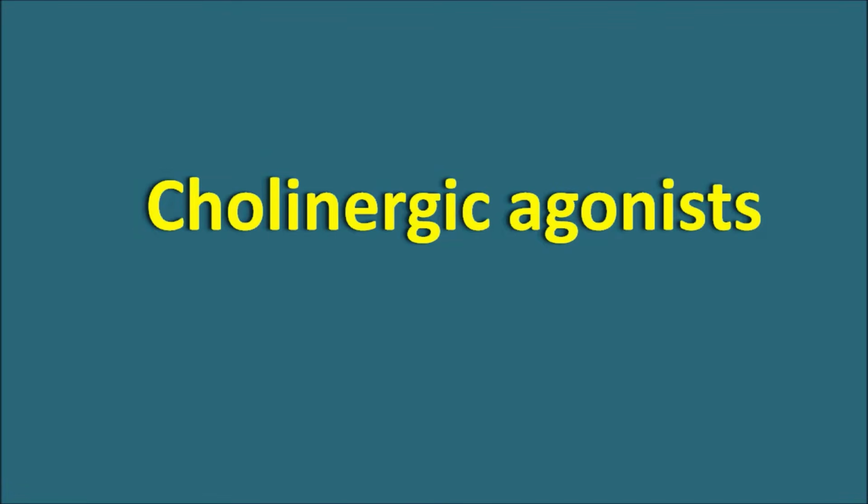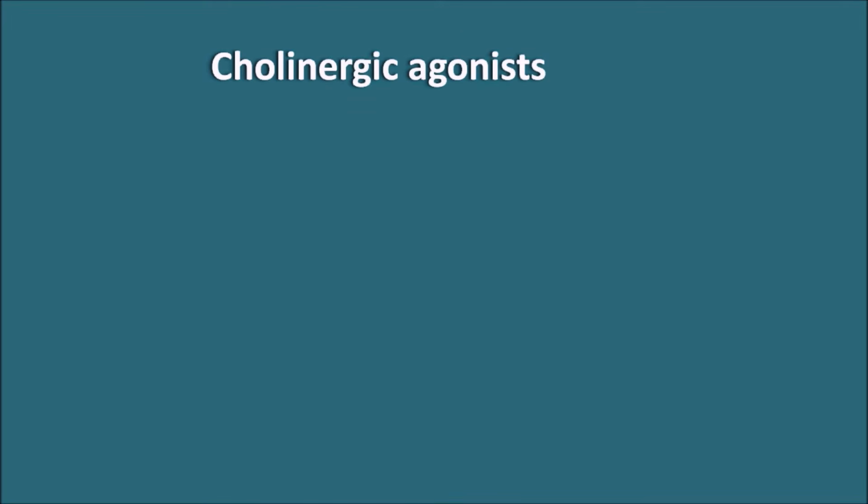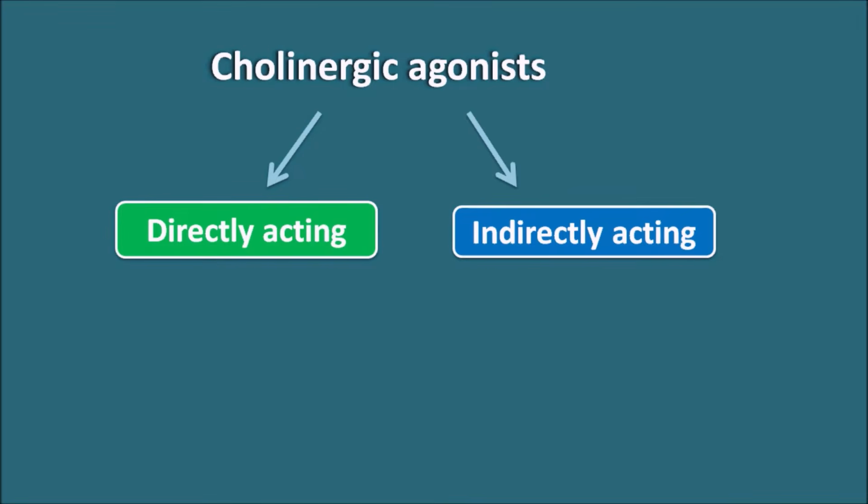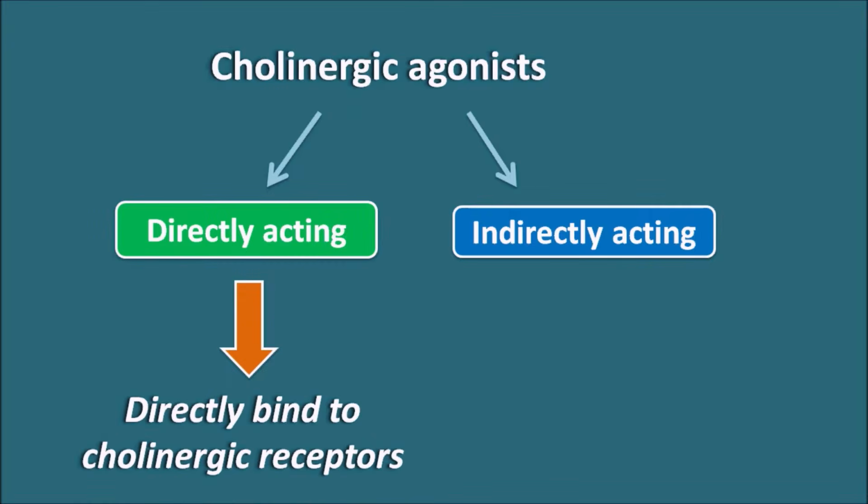Cholinergic agonists. So what are the cholinergic agonists? Cholinergic agonists can be classified into two categories: directly acting cholinergic agonists as well as indirectly acting cholinergic agonists. Directly acting cholinergic agonists are going to bind to the cholinergic receptors directly so that they produce the pharmacological actions.